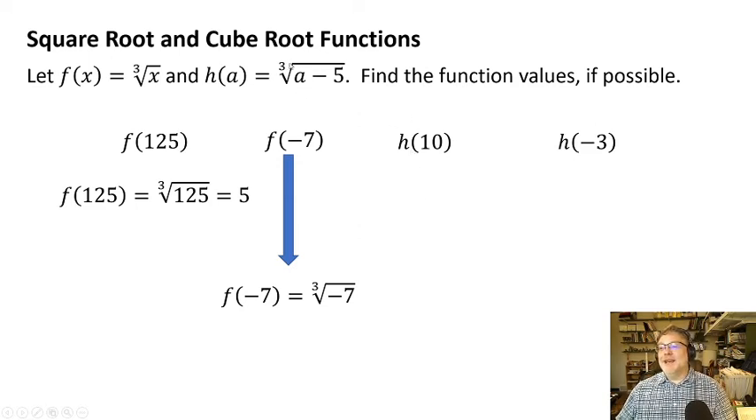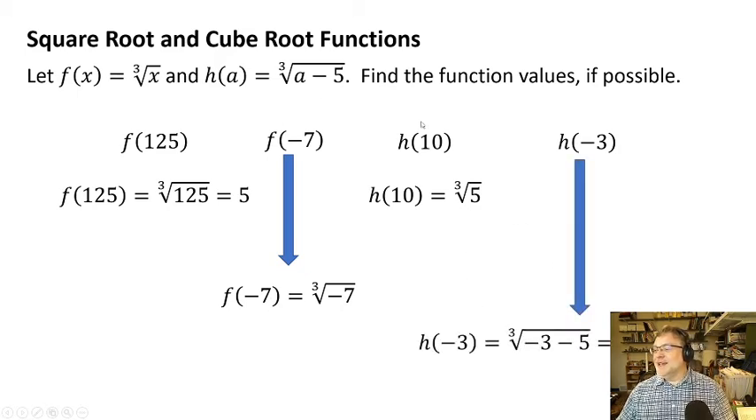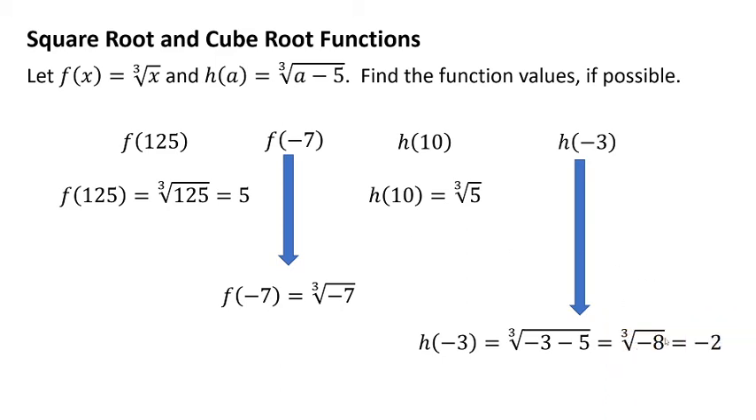For h of 10, now there's a little bit of an expression inside of the radicand here, so there's a little bit of algebra we have to do. 10 minus 5 is just 5, and so this is the cube root of 5. And lastly here, h of -3, -3 minus 5, that's -8. And -8 is in fact a perfect cube. And so the cube root of -8 is actually -2.